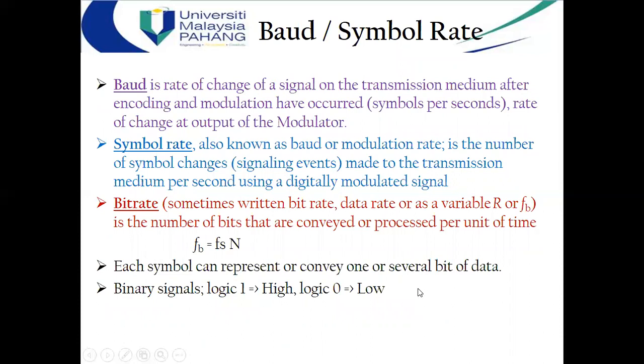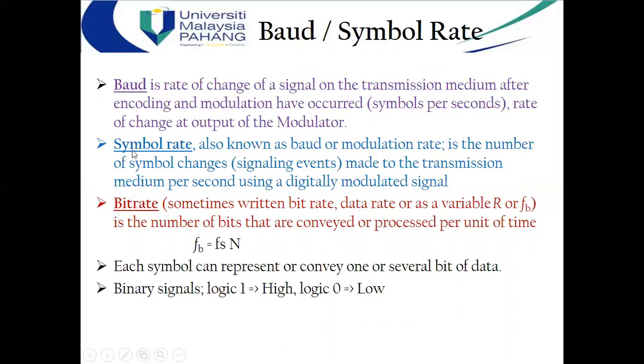Okay, now some definitions. Baud, or the baud rate. What is baud? Baud and symbol rate are the same. Baud is the rate of change of the signal on the transmission medium after encoding and modulation have occurred. So it's symbols per second, the rate of change of the output of the modulator. Since they're the same, what is symbol rate? Also known as baud or modulation rate, it is the number of symbol changes, signaling events, made to the transmission medium per unit time.